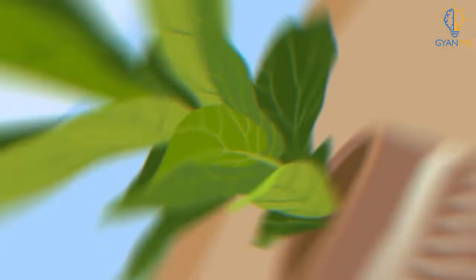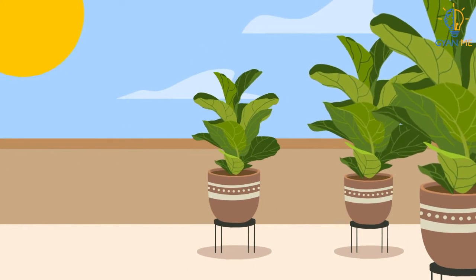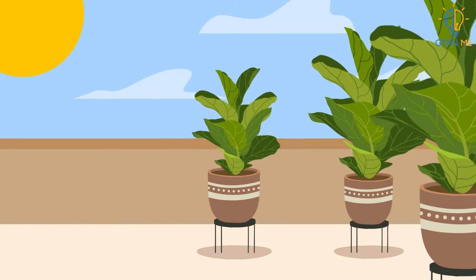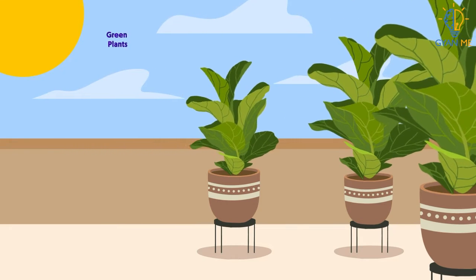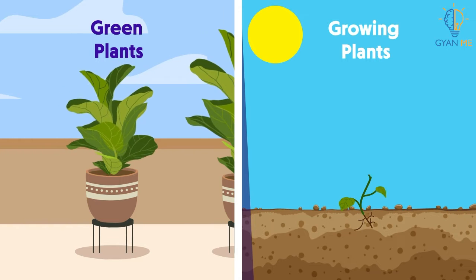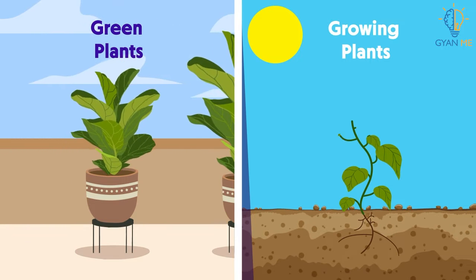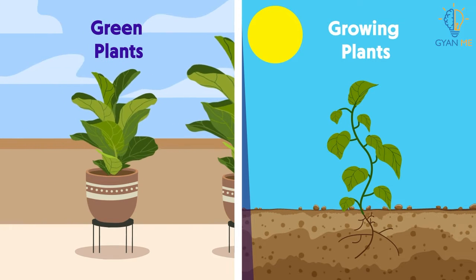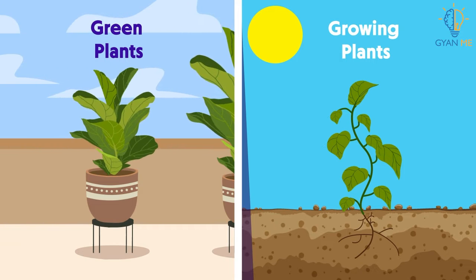But students, what about the plants? How can we know that they are alive? We see that some plants are green and some are growing. These are those signs. Seeing them, we can say that they are living.